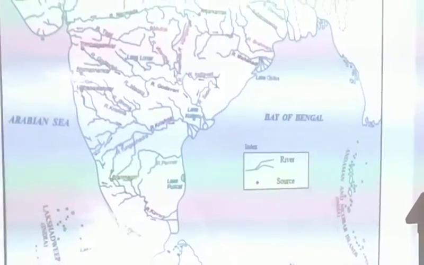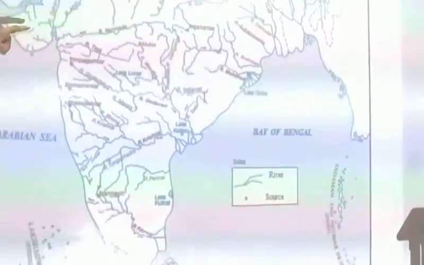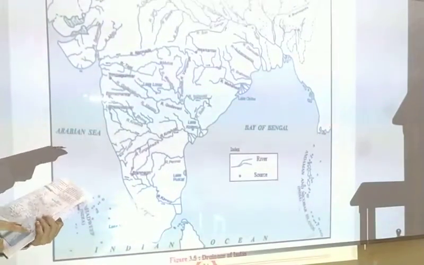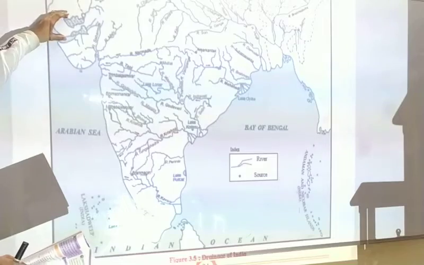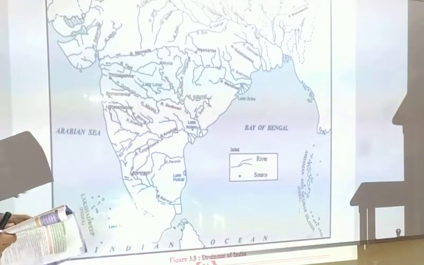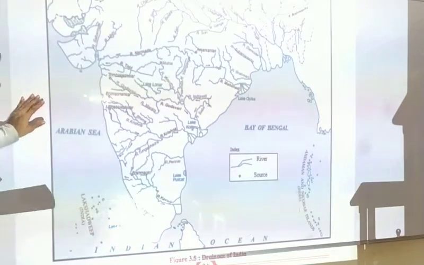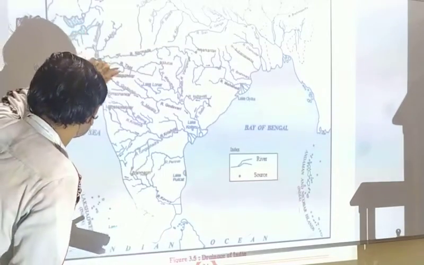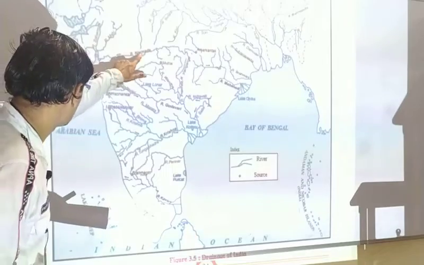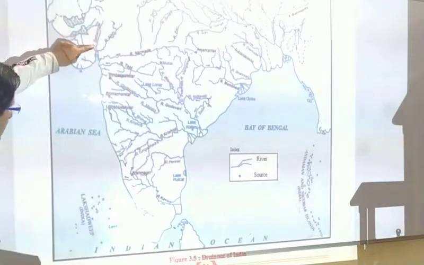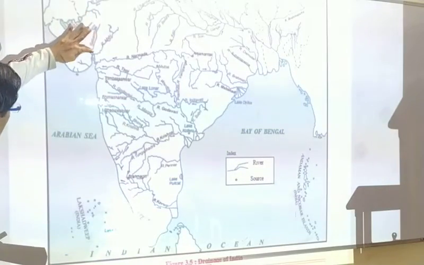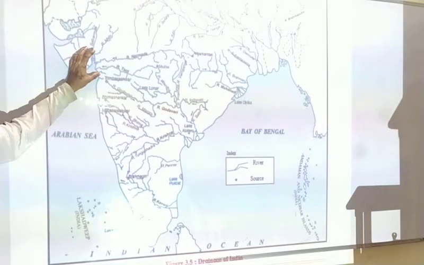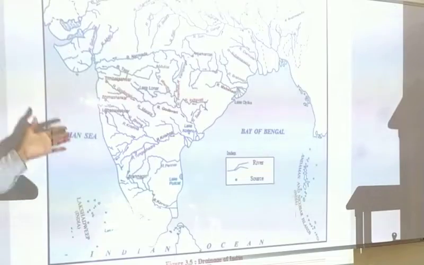Now, further northwards, one comes across the river systems flowing into the Gulf of Khambat. You can see here the Gulf of Khambat. The river systems of Tapi, Narmada, Mahi, and Sabarmati are not far from the Gulf of Khambat. Four rivers you can see here: Sabarmati, then Mahi, then Narmada, then Tapi. These rivers flow and meet the Gulf of Khambat. The Gulf of Khambat is also part of the Arabian Sea.